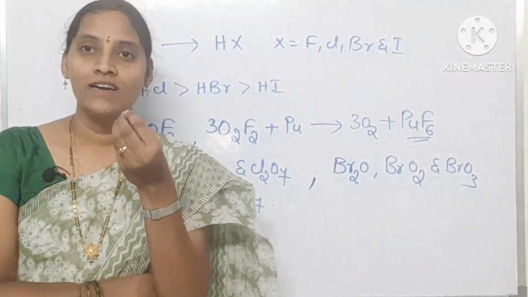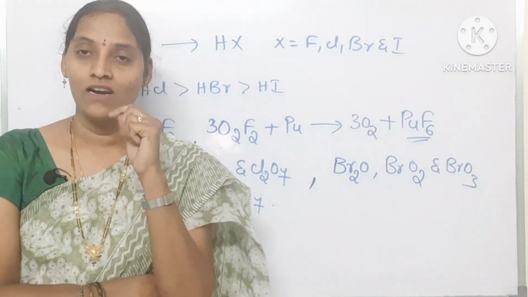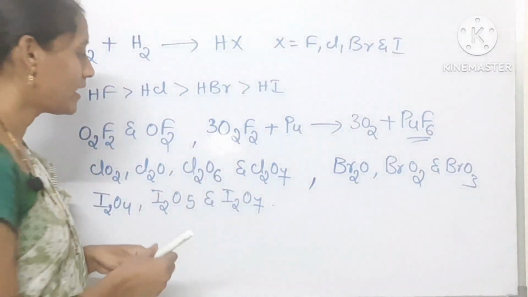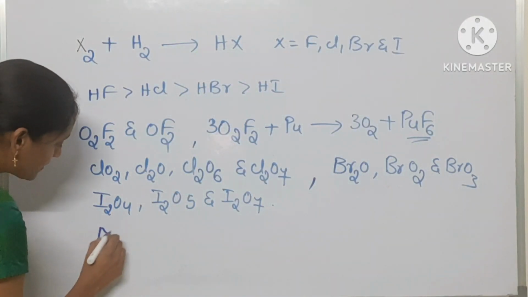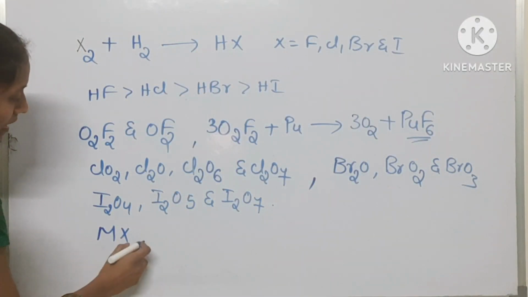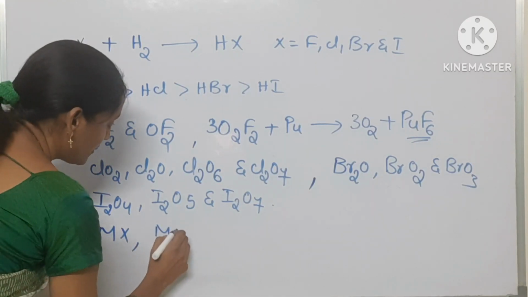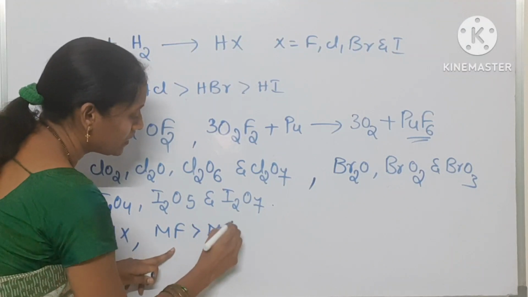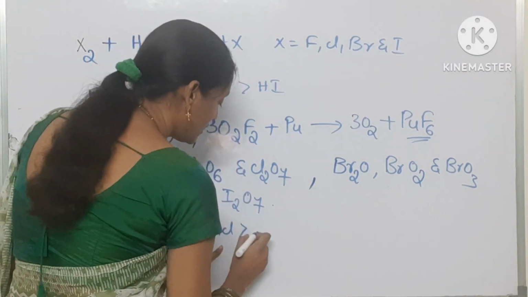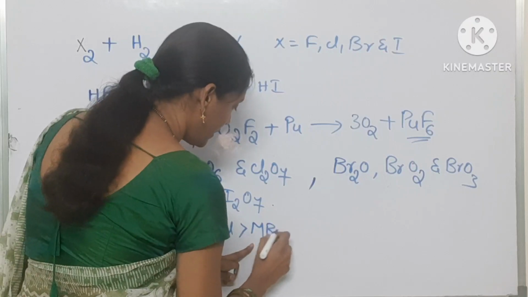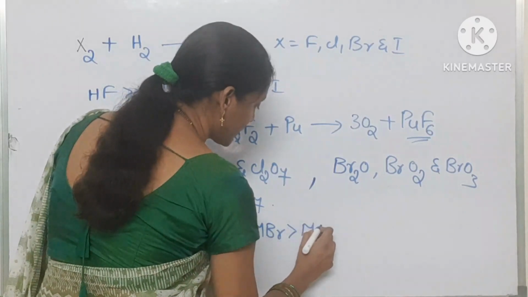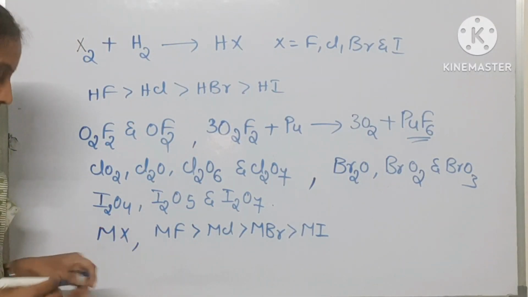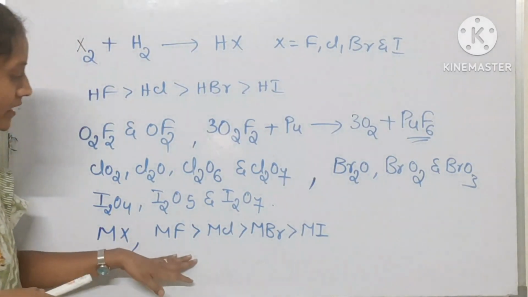Okay, then coming to the next reaction, which is the reaction towards metals. All halogens will react with metals and form metal halides. Here I am writing MX, nothing but metal halide. MF is more ionic than MCl, MCl is more ionic than MBr, then it is more ionic than MI. Okay, this is the order of ionic strength of metal halides.